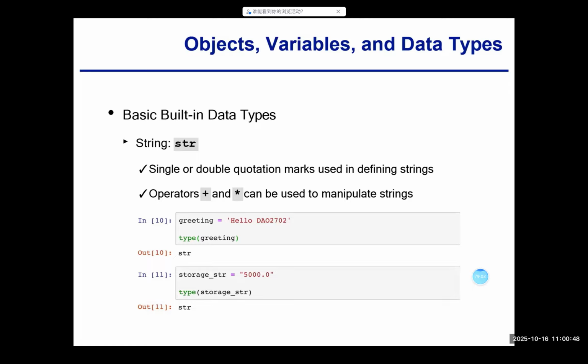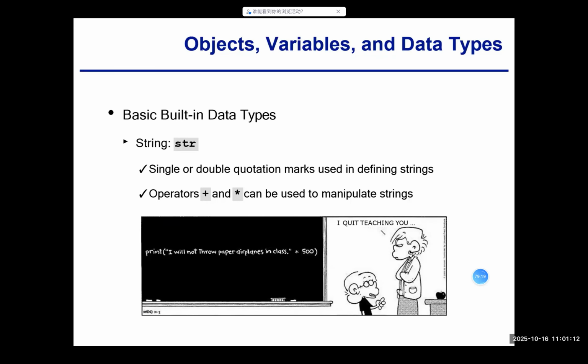Interestingly, some of the mathematical operators like plus and star, which means multiplication, can also be applied to strings. By adding two strings with plus, we're just connecting them together, end to end. And by multiplying a string with a number, you are just repeating the string. So here's the example. You get it.